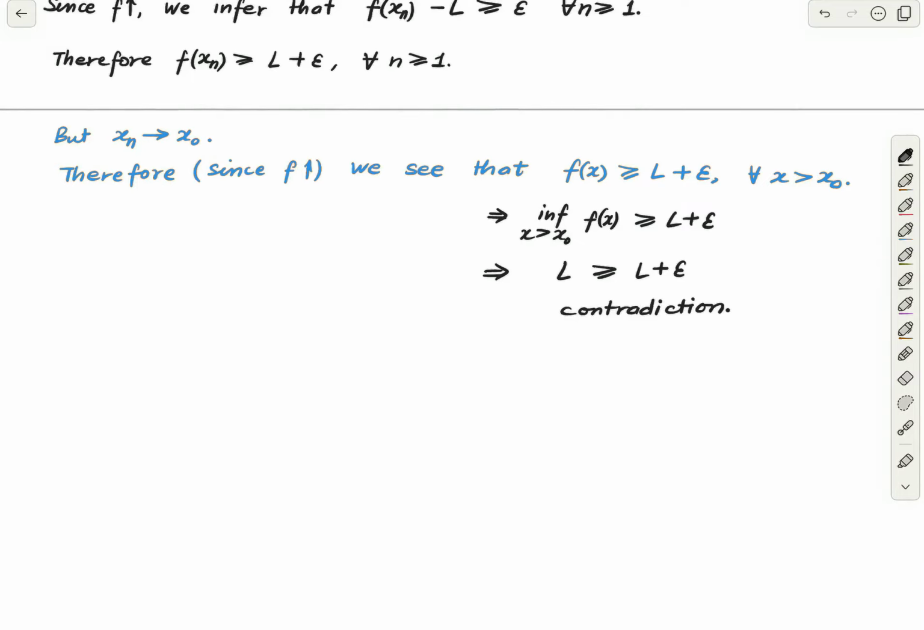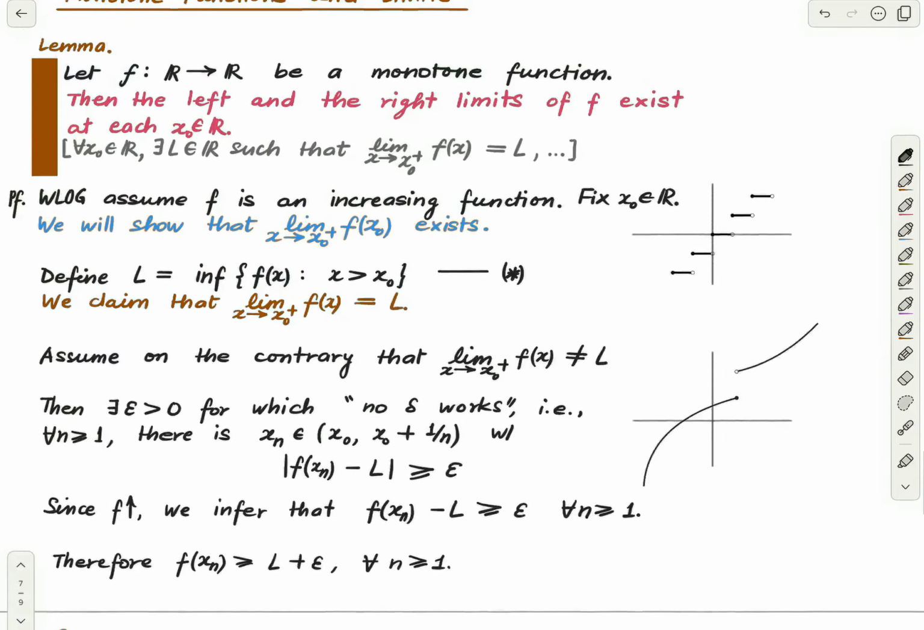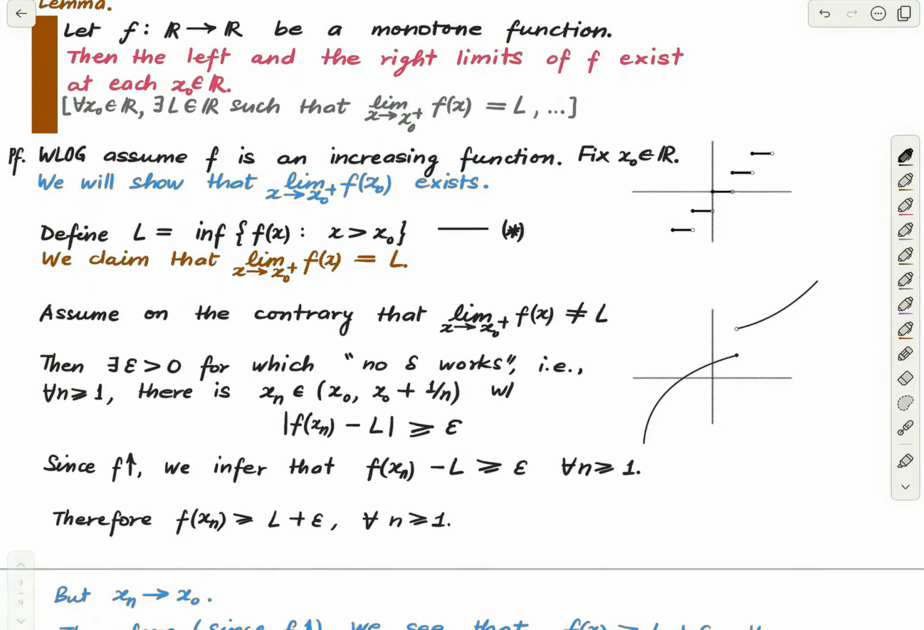Alright. So we see that monotone functions have this nice property that left and right limits always exist. They may not be equal, like in fact in both these examples the left and right limit differ, but they exist. Alright, so with that I want to end this lecture.